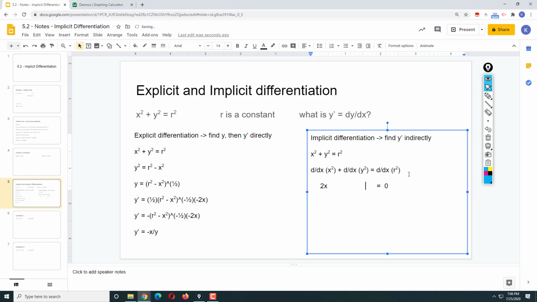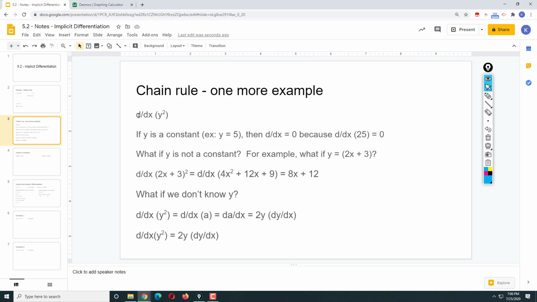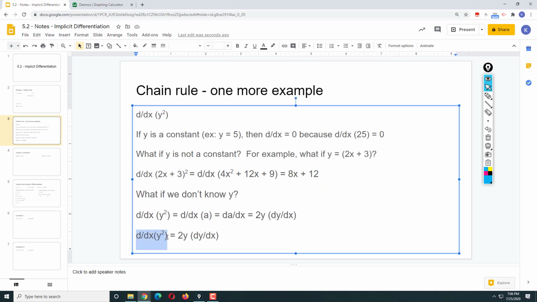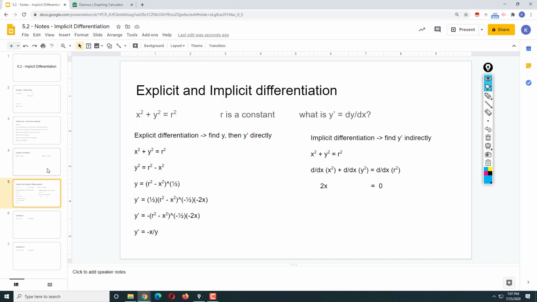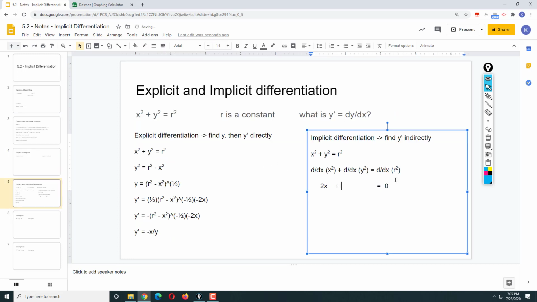The last term is the trickiest one, the derivative of y squared with respect to x. We have to use the chain rule, but we already did that earlier. Earlier in our review of the chain rule, we found that the derivative of y squared with respect to x is just 2y, the derivative of the term, times dy over dx. Therefore, this term is 2y times dy over dx.